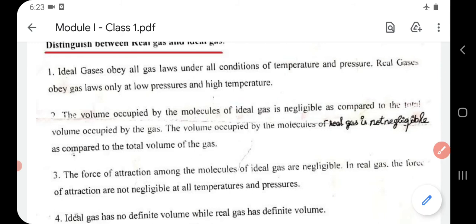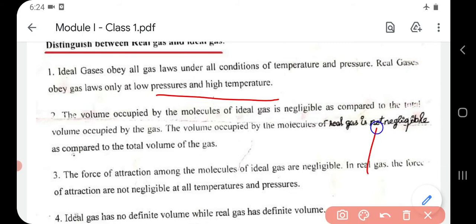Now, when comparing with the volume occupied by the gas, the volume occupied by ideal gas molecules is negligible compared to the volume occupied by the gas, whereas the volume occupied by real gas molecules is not negligible compared to the volume occupied by the gas. Next is the attractive force.